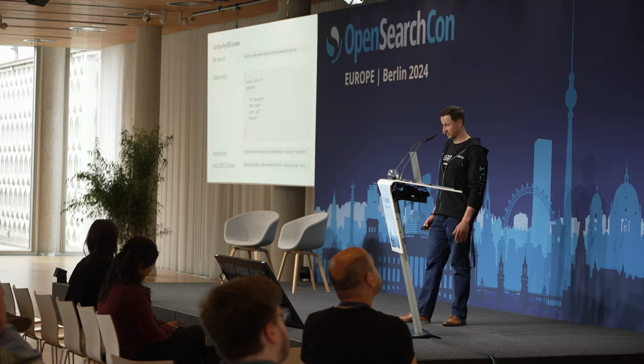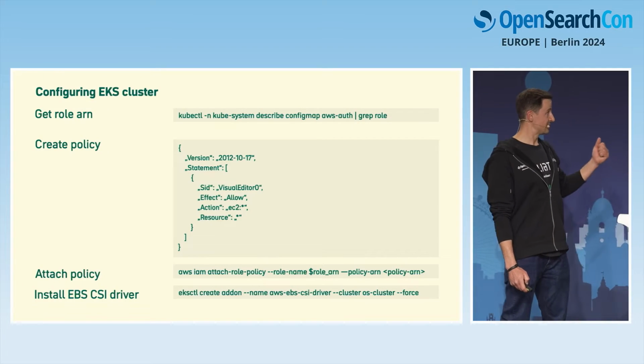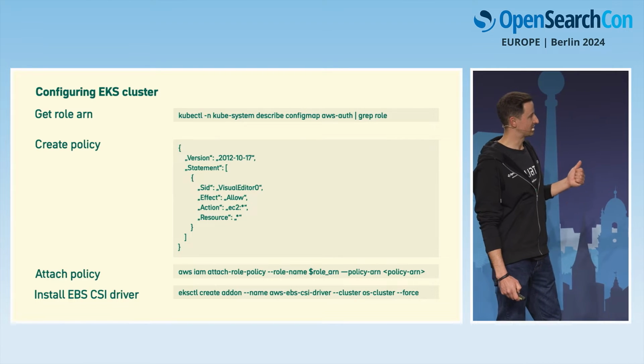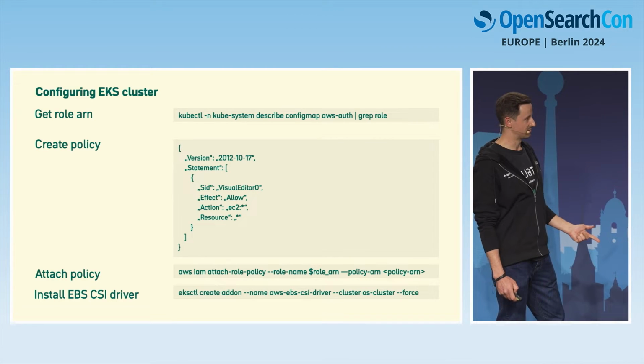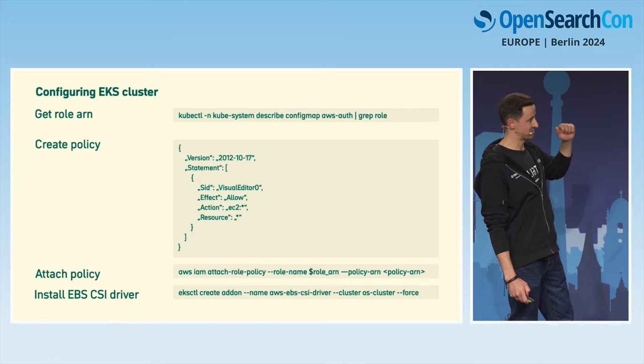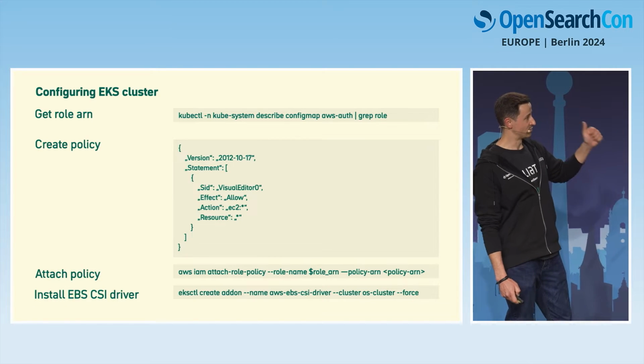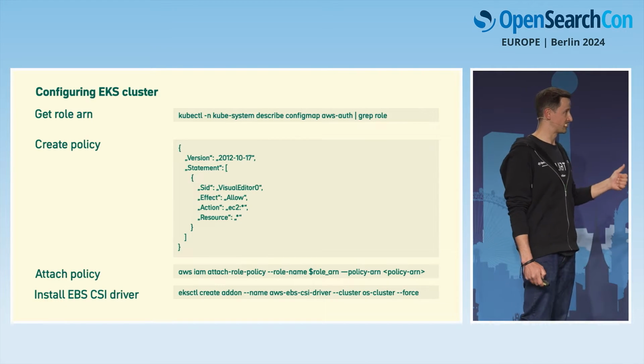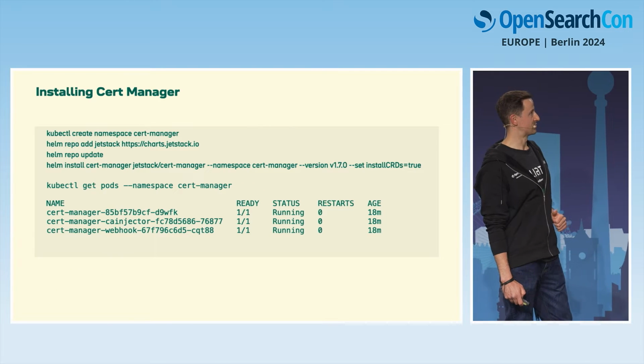So very simply, we get the role ARN, we create the policy, we attach the policy, and we install the driver. Again, I'm not going to go through these actual commands. It's just if anybody's watching this and they want to get it running locally, this is the best approach, and it will get you up and running in no time whatsoever.